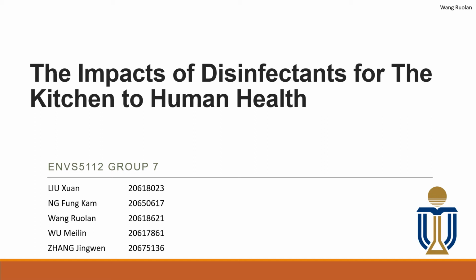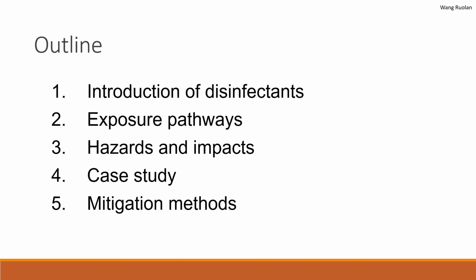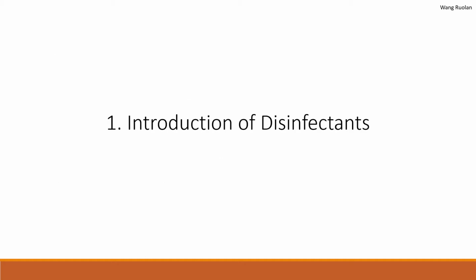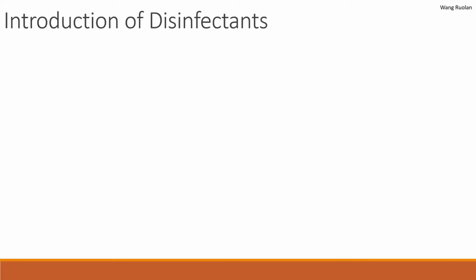Today we are going to discuss the impact of disinfectants for the kitchen on human health, and our presentation will be divided into 5 parts. First, introduction of disinfectants. Second, exposure pathways. Third, hazards and impacts. Fourth, case study. Fifth, mitigation methods. Here is my part, the introduction of disinfectants.